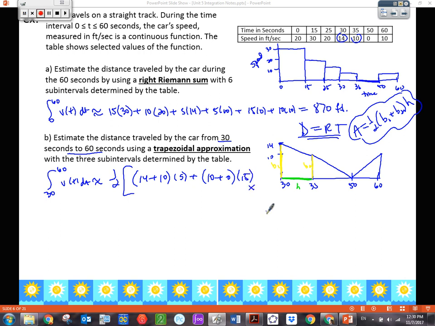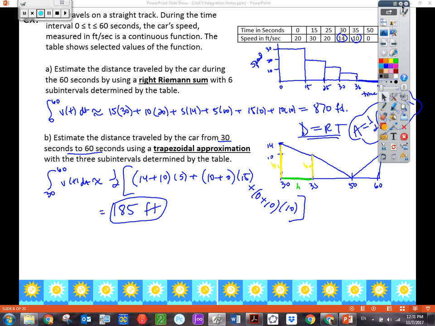Plus. Sorry, I kind of ran out of room. Then my last one, I have 0 plus 10 times my width, which is 10. Then I put all that in my calculator and I get 185 feet. And that is our first look at the first of our approximation techniques.